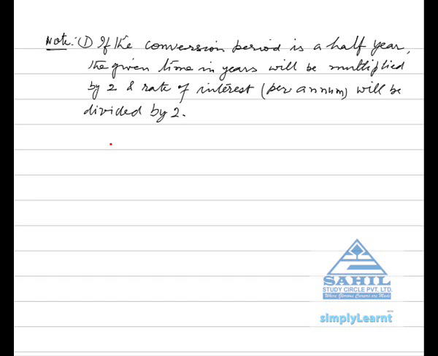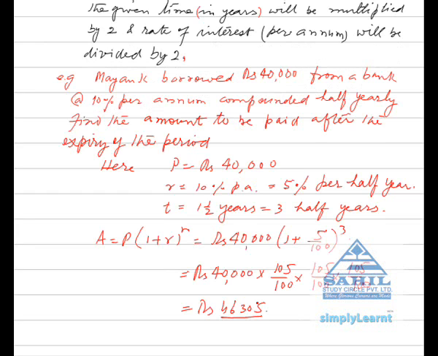Note number 1. If the conversion period is a half year, the given time in years will be multiplied by 2 and the rate of interest per annum will be divided by 2. For example, Mayank borrowed rupees 40,000 from a bank at the rate of 10% compounded half yearly. Find the amount to be paid after the expiry of the period.